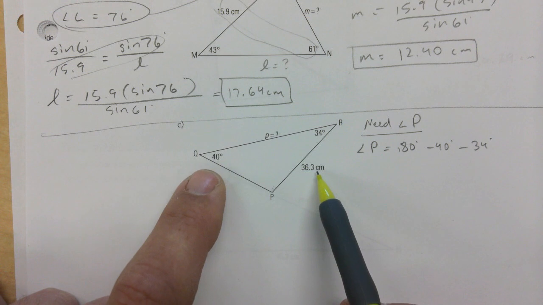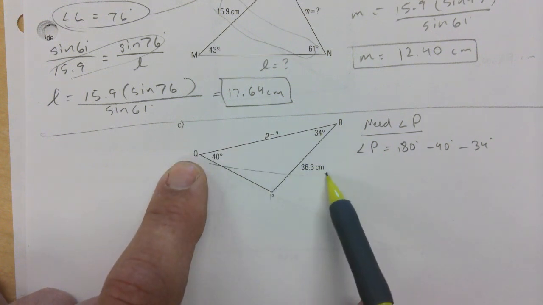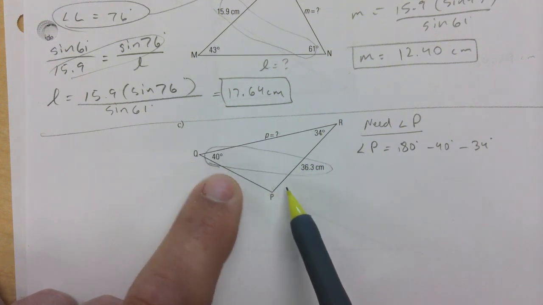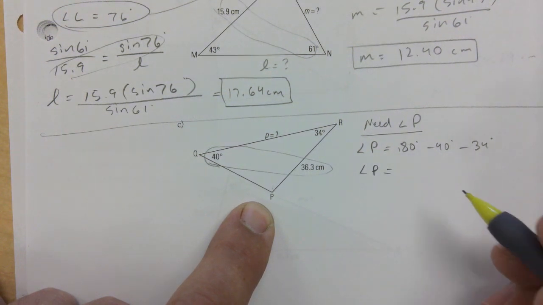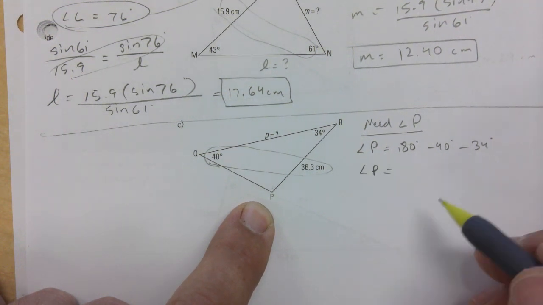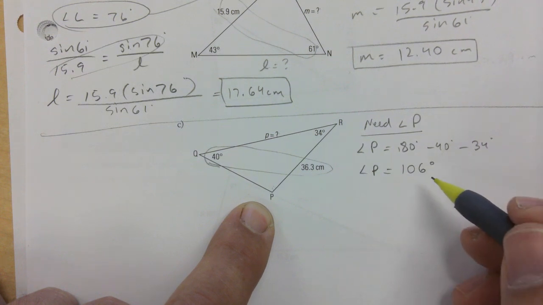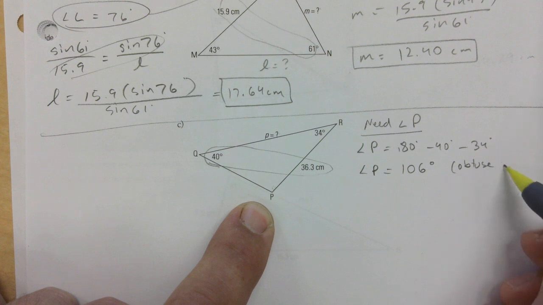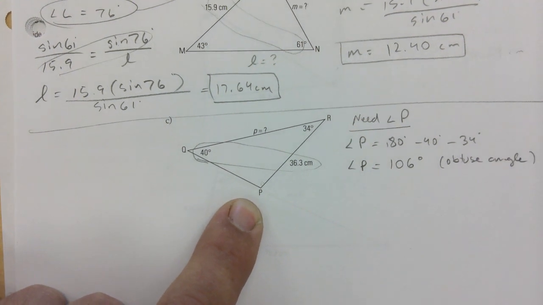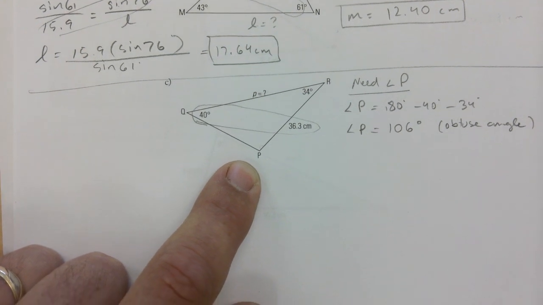Oh, by the way, do you have a pair? Yes, you do have a pair here. So you know it's sine law, you just need to do a little bit of extra work. And P is 106, which is an obtuse angle. Not that it matters, but you need to know, right? It's bigger than 90, so it's obtuse.